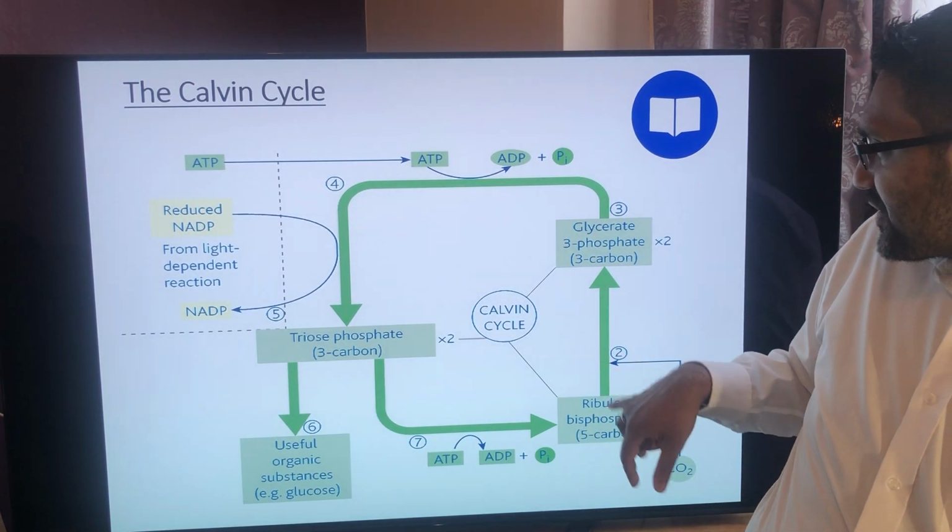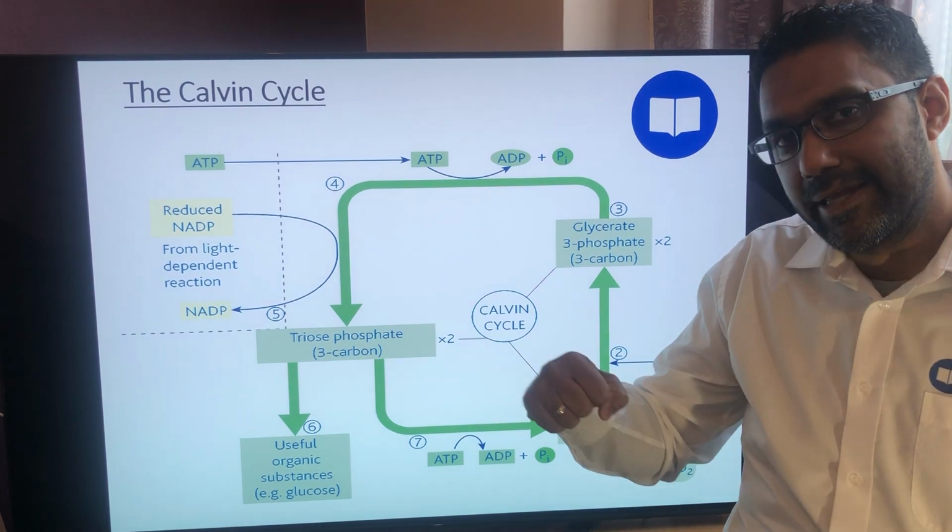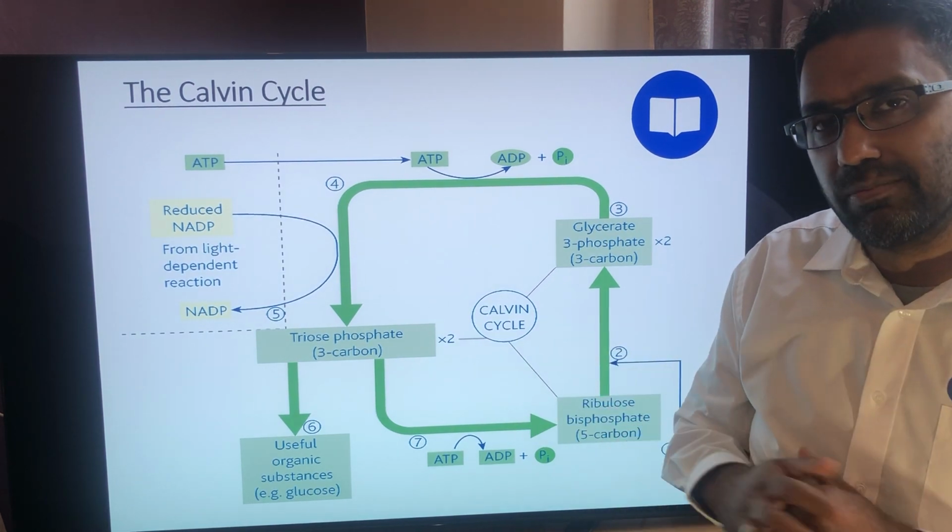So what happens to this 6-carbon molecule? This 6-carbon molecule then gets split. It gets split into 2 3-carbon molecules.